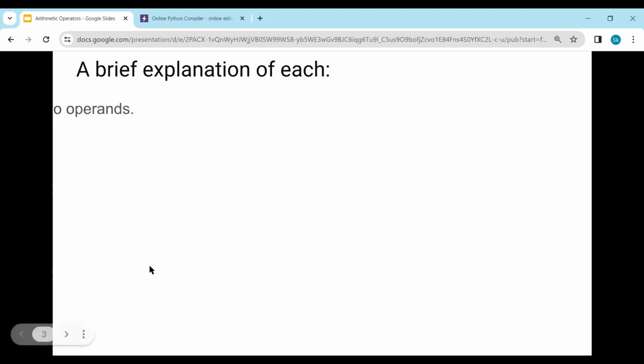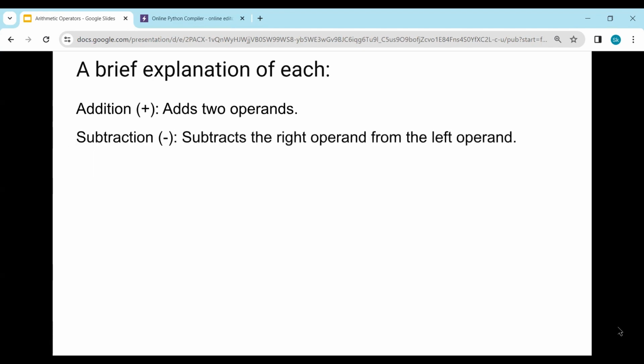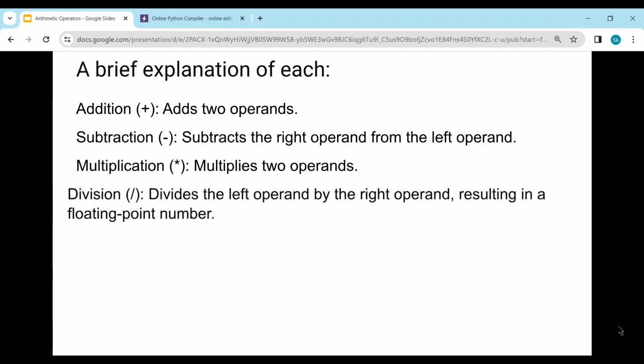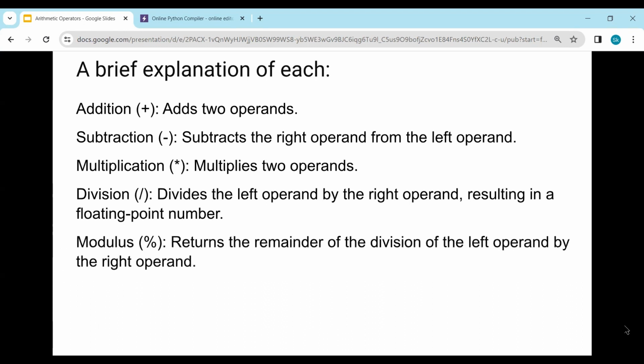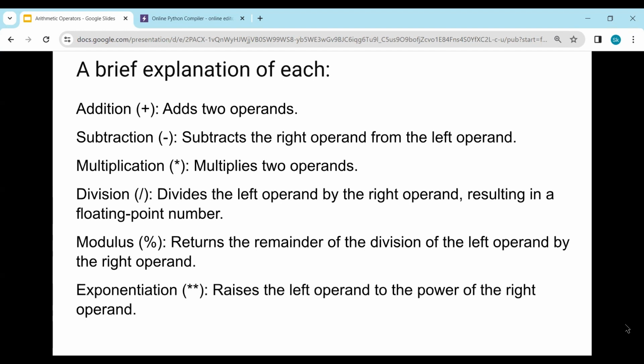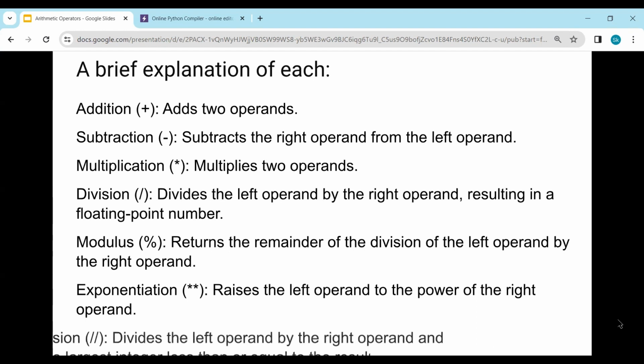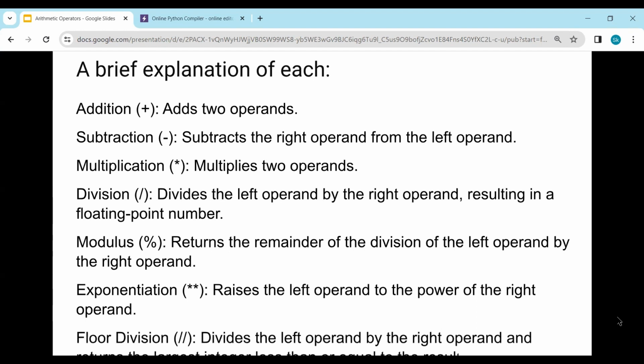1. Addition (plus) adds two operands. 2. Subtraction subtracts the right operand from the left operand. 3. Multiplication (asterisk) multiplies two operands. 4. Division (slash) divides the left operand by the right operand, resulting in a floating point number. 5. Modulus (percent) returns the remainder of the division of the left operand by the right operand. 6. Exponentiation raises the left operand to the power of the right operand. 7. Floor division (slash slash) divides the left operand by the right operand and returns the largest integer less than or equal to the result.